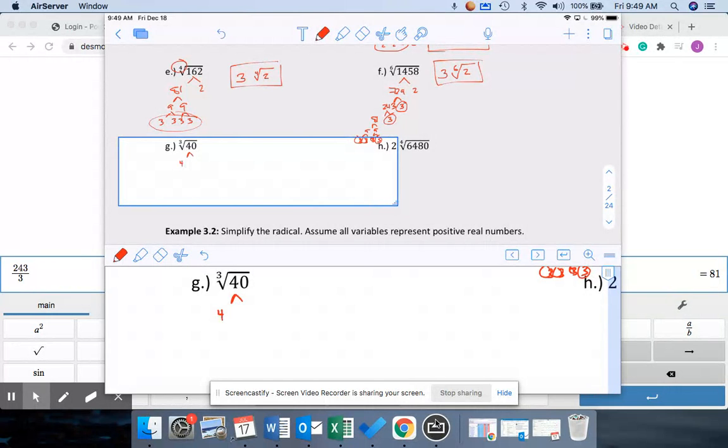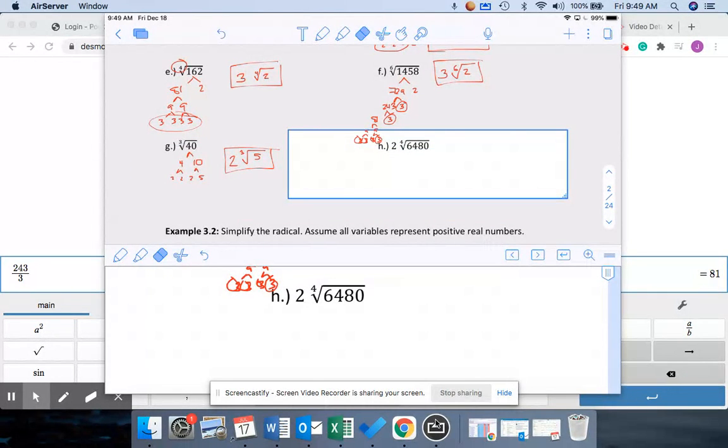We've got 4 and 10, 2 and 2 and 2 and 5. So 2 cubed root of 5 is what I meant to write. Beautiful. All right, now what happens when you already have something on the outside?